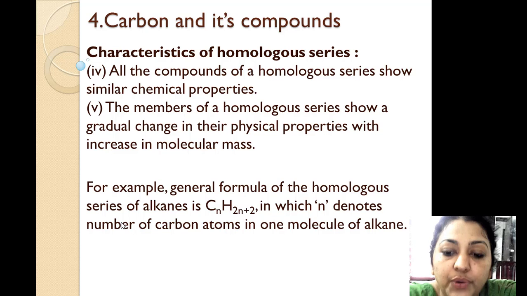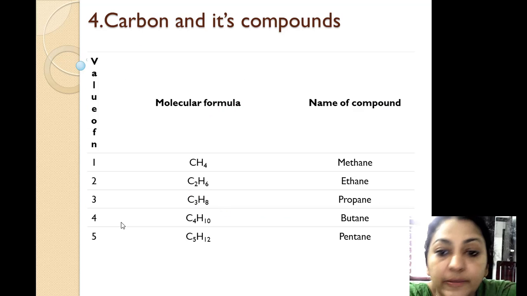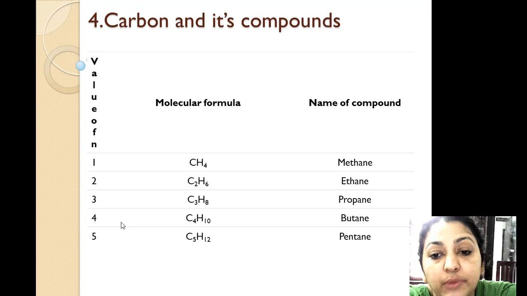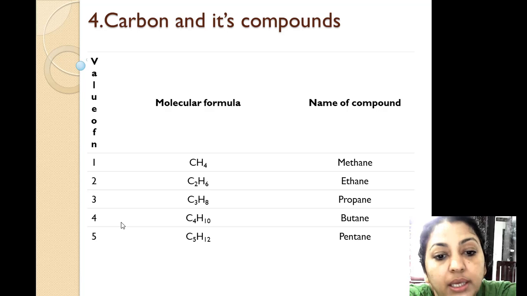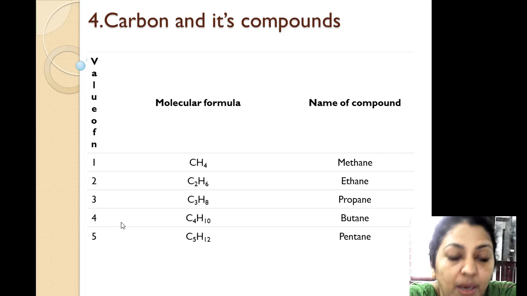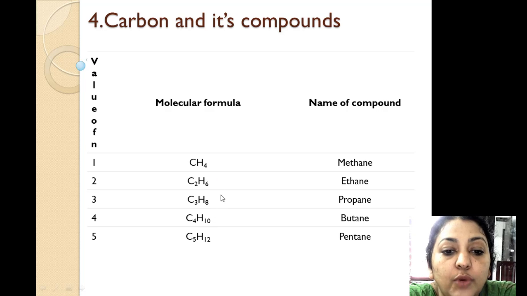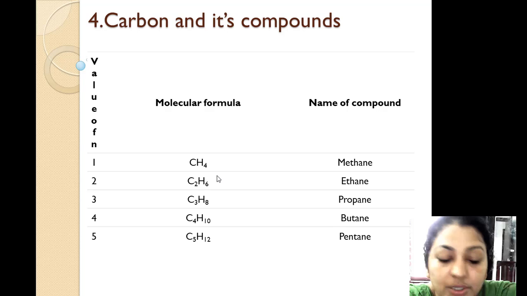Now you can write any one homologous series also. For example, here I have given the first five continuous members of the alkanes. See here, the molecular formula and name of each compound is given: methane, ethane, propane, butane and pentane. Each of them differs by a CH2 group and their molecular mass differs by 14 u. Clear? So our chapter is over.